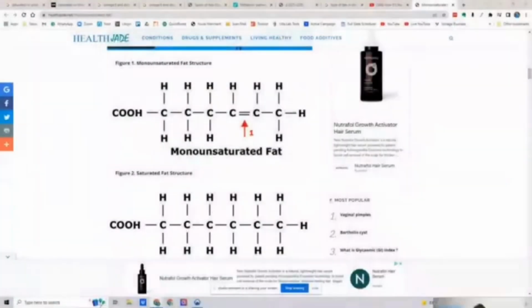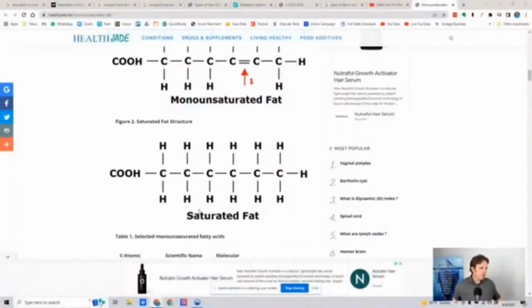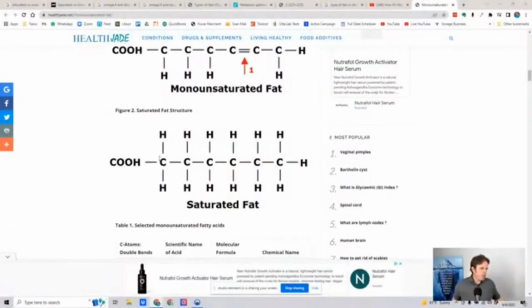Real fast again, a little recap. These are your saturated fats right here, right? Carbon, hydrogen, hydroxyl, right? Carbon, all saturated with the hydrogen on the end. These are going to be your coconut oil. This is your grass-fed butter. This is going to be your healthy tallow, grass-fed meat, right? These are going to be all those healthy animal fats.